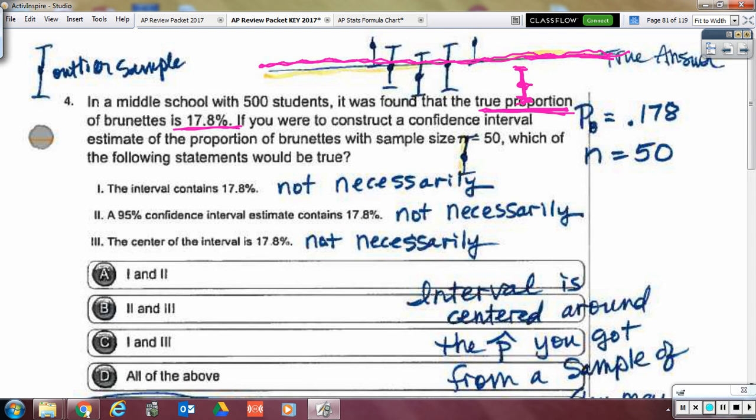So not necessarily. All right, can you say that all of the 95% confidence intervals will contain this pink line? No. In fact, what does confidence level tell us?